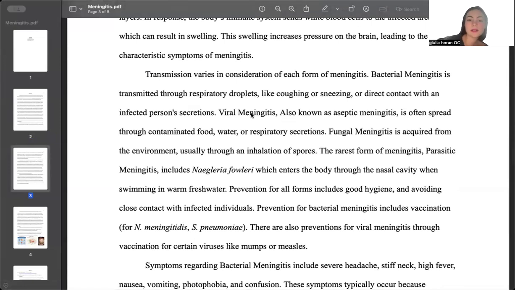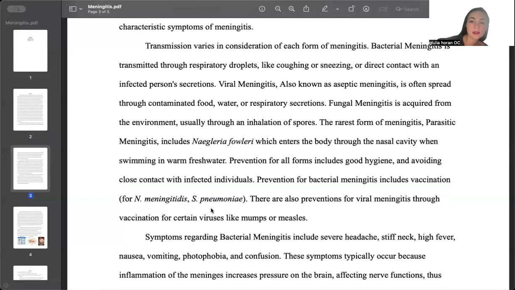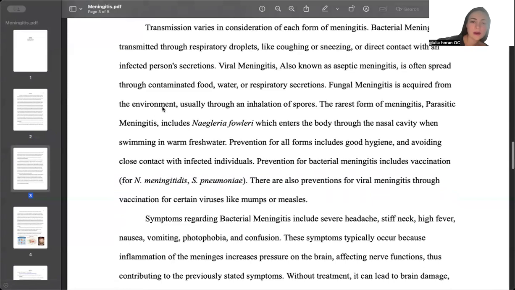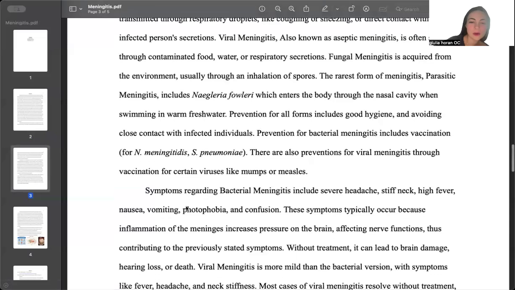Transmission varies in consideration of each form of meningitis. Bacterial meningitis is transmitted through respiratory droplets like coughing or sneezing or direct contact with an infected person's secretions. Viral meningitis, also known as aseptic meningitis, is often spread through contaminated food, water, or respiratory secretions. Fungal meningitis is acquired from the environment, usually through inhalation of spores. And the rarest form, parasitic meningitis, includes Naegleria fowleri, which enters the body through the nasal cavity when swimming in warm, fresh water.